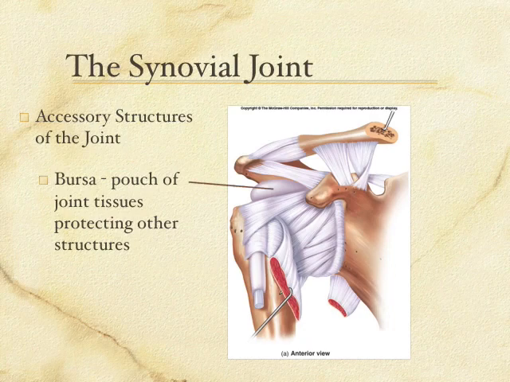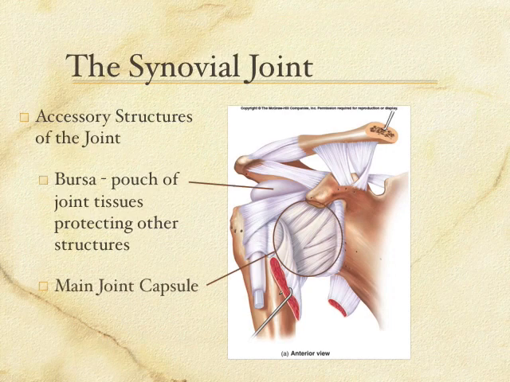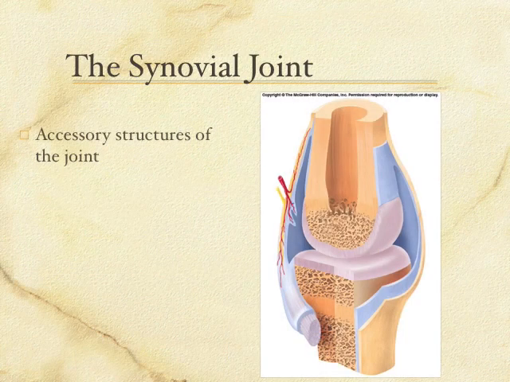So this is a real life example other than that other picture that we have there. Right, the main joint capsule would be here, and the bursa then is out to the side. Okay, so you should know what a bursa is.